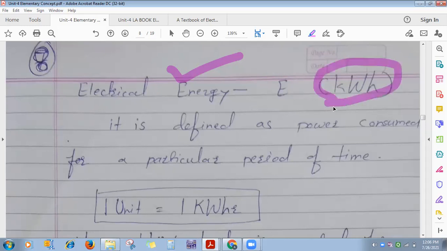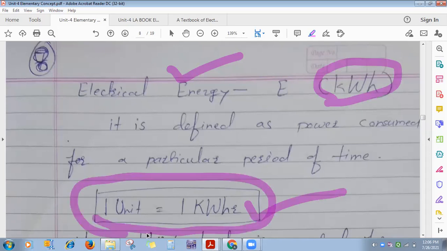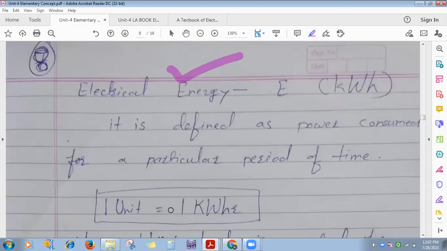100 units are consumed by the consumer means 100 kilowatt hour energy is consumed by that consumer. 1 unit is equal to 1 kilowatt hour. Everyone keep this in your mind; you have to use this relationship in numericals. Suppose the reading of the energy meter is 100 units, you can see kilowatt hour written there. So whenever I say 100 units are consumed by the consumer, it is nothing but 100 kilowatt hour energy consumed.